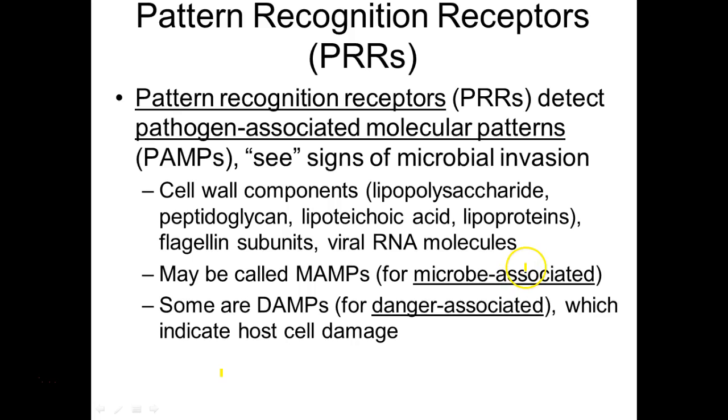Viral RNA molecules. These are all things that are definitely not us. This is definitely stuff that's foreign, stuff that could potentially harm us. But these are general patterns. This doesn't tell us that this is E. coli or Salmonella. It just tells the body that this is a bacteria, and probably a bad guy. It's not specific, it's general.